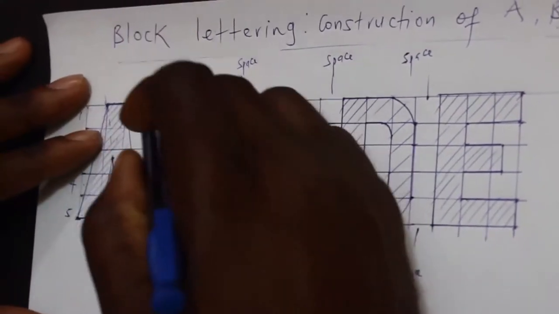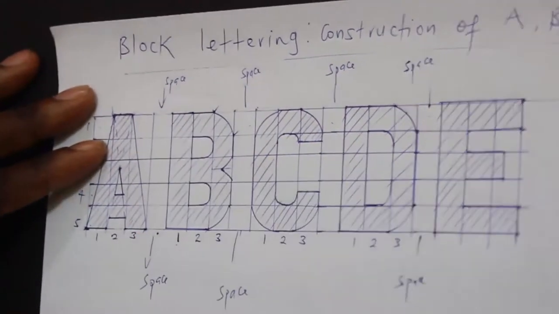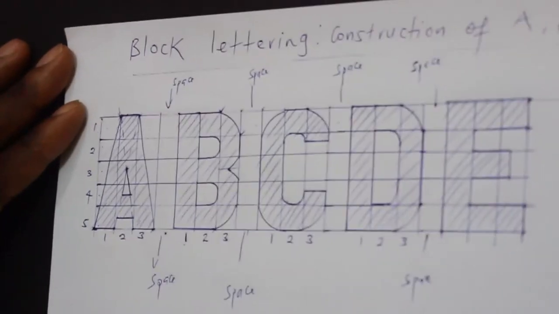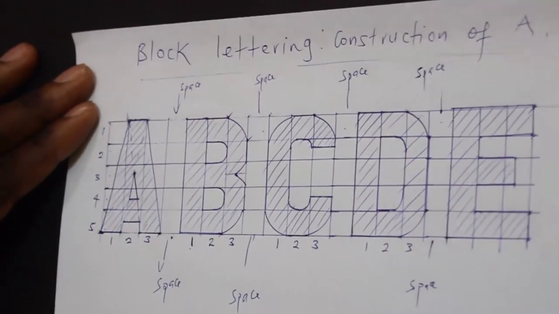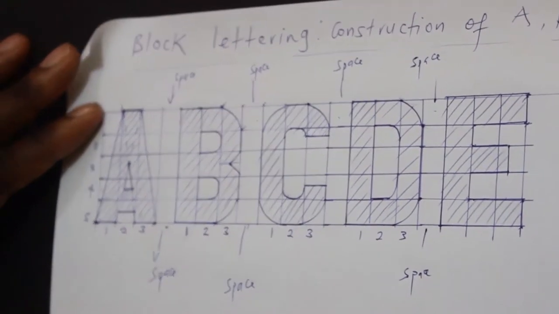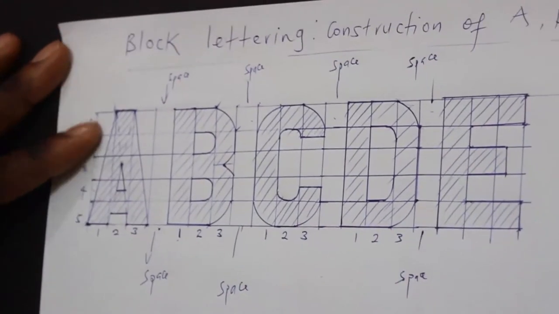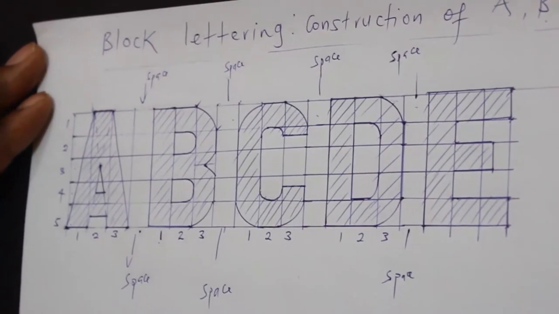Make sure you observe the intervals or the spaces. In lettering, it is known as what? Spacing. Spacing is the method of what? Leaving intervals or gaps in between alphabets during construction. Alright, so your homework will be to construct the first five alphabets in block letters.